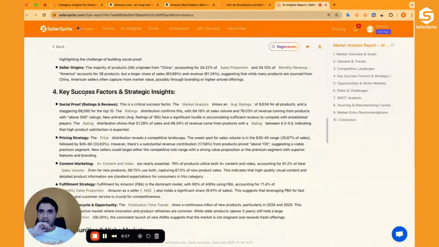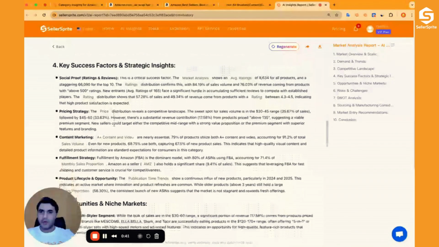Let's go to the 4 key success factors, strategic insight. Social proof: ratings and reviews are pretty high, especially on the old products. Also, the average review count is pretty high, over 8,600. So from here, you can understand the reviews and the ratings. Also, the average rating is pretty high, 4.3 to 4.5, for the reviews on Amazon.